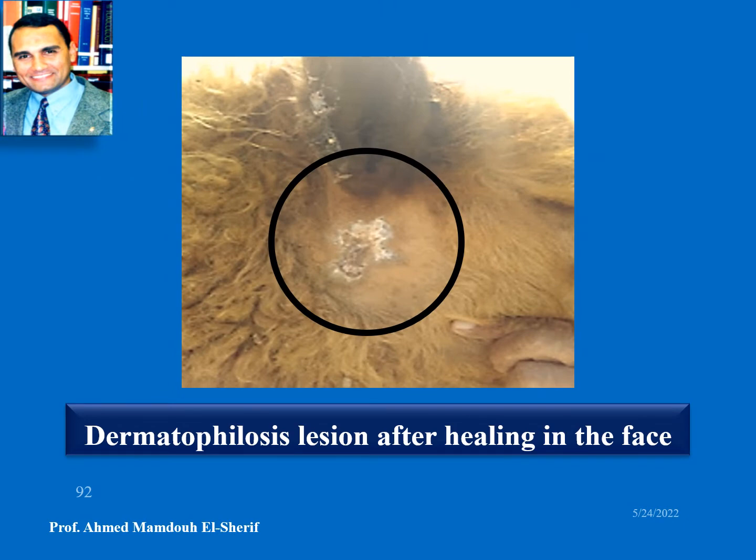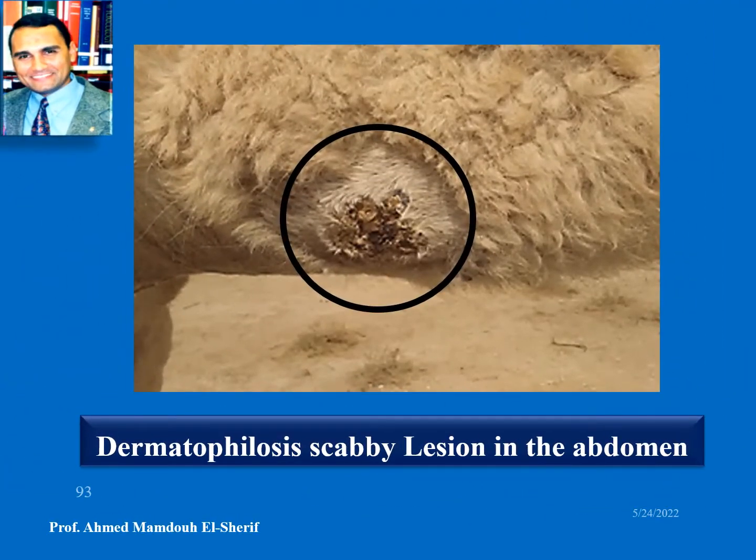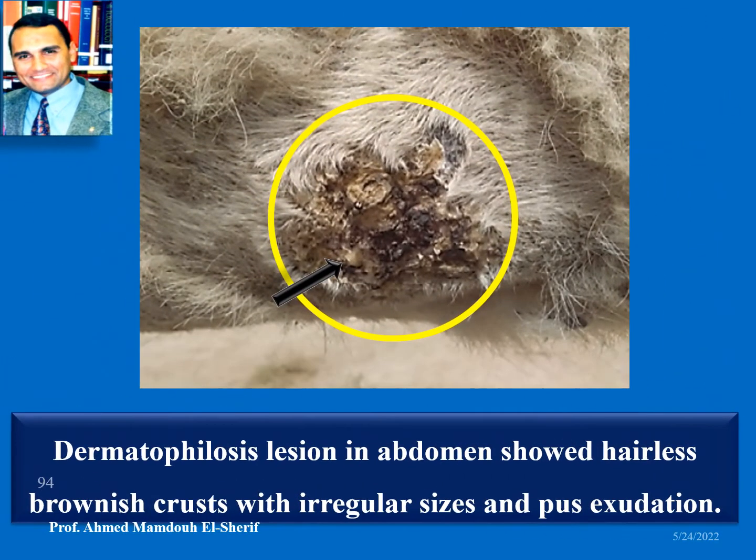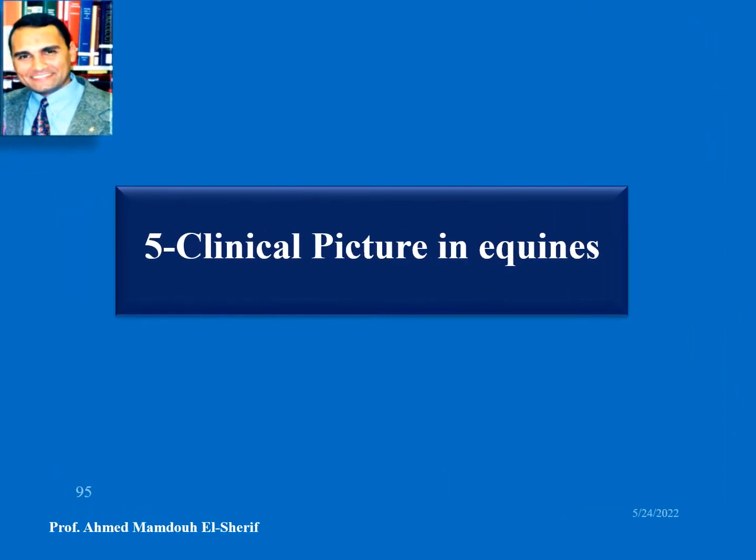Dermatophilosis lesion after healing on the face of the camel under the ear. The black ring here denotes the place of that lesion. Dermatophilosis is a scabby lesion in the abdomen of a camel. The yellow ring around the dermatophilosis lesion in the abdomen shows hairless brownish crusts with irregular sizes and pus exudation. Clinical picture of dermatophilosis in equines.